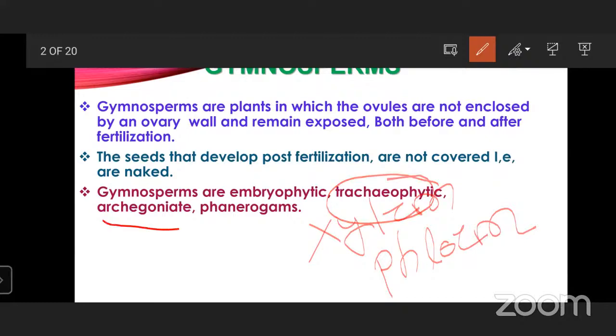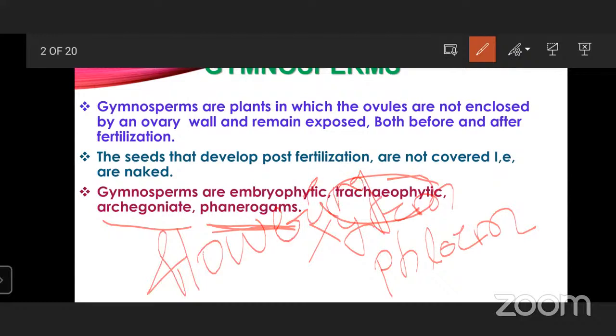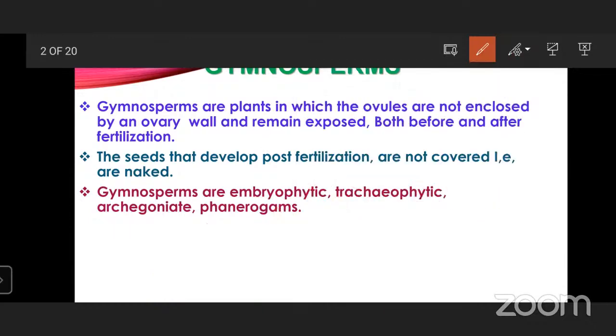And archegoniate. Archegoniate means the female reproductive organ, the archegonium, is present. And they are phanerogams. Phanerogams means flowering plants. They produce flowers. Gymnosperms are embryophytic, tracheophytic, archegoniate, and phanerogams.